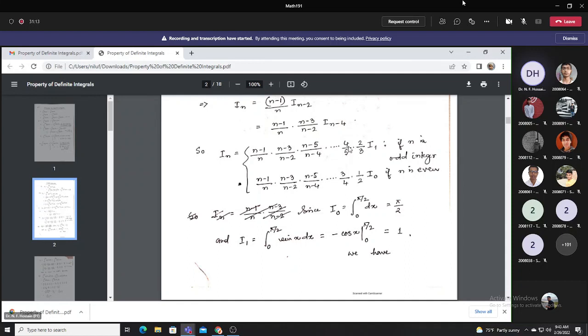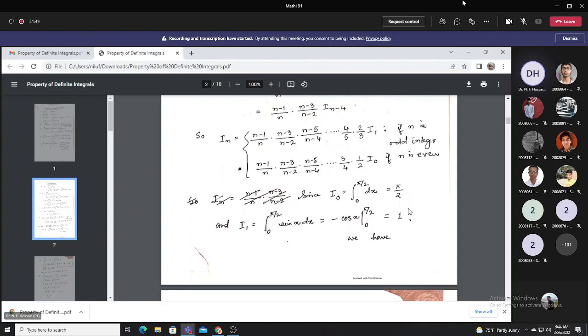So the value of this integration in general will be like this. If n is an odd integer, it will be n minus 1 by n into n minus 3 by n minus 2, up to 4 by 5, 2 by 3, then 1. But if n is an even integer, these factors will be the same, n minus 1 by n, n minus 3 by n minus 2, but at the end you will get odd numbers in the upper part and even numbers in the lower part. So 3 by 4, then 1 by 2, then I0, which means pi by 2.